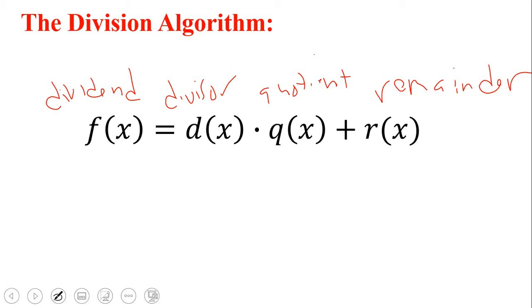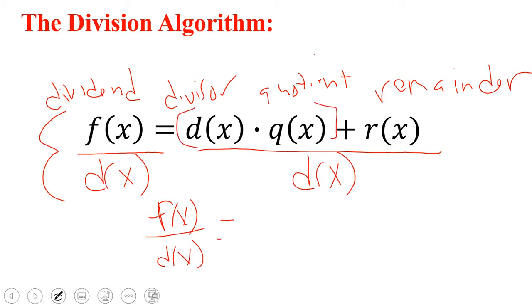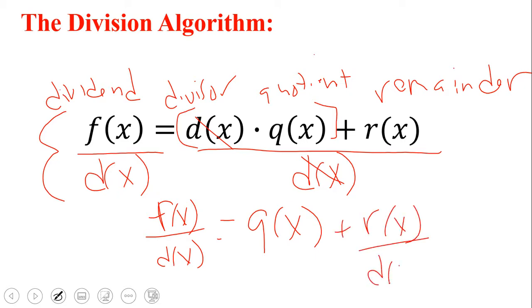When we actually divide, what we're trying to do is divide the dividend by the divisor. So essentially, we're doing f of x divided by d of x. So what would happen if we divided both sides by d of x, since again, that's what long division is actually asking us to do? Well, if you divide f of x by d of x, you just get that. If you divide d of x times q of x by d of x, those d of x's cancel, and you're just left with q of x plus r of x over d of x.